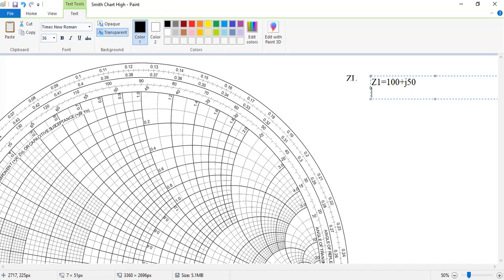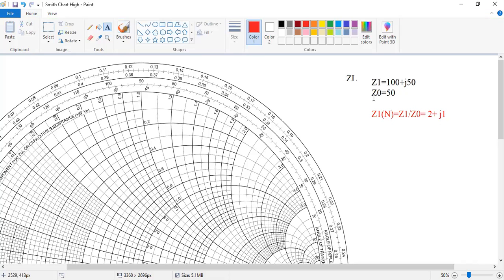Now for this Z1, we require a reference impedance that is called Z0. This Z0 is the characteristic impedance. We will assume here Z0 equals 50. Now if Z0 equals 50, then we have to calculate the normalized impedance. So normalized Z1 is, in a simple way, Z1 divided by Z0. So 100 divided by 50 is 2, and plus j50 by 50, it is j1. Okay. So this is my interest, this impedance that I have to plot.